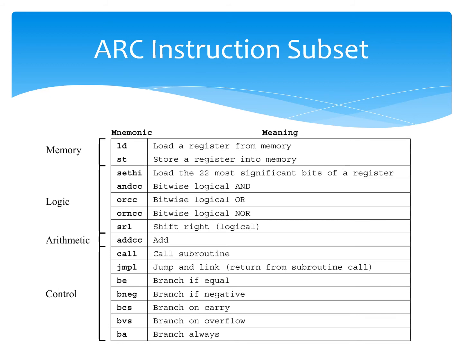The third category is arithmetic-related instructions. For instance, ADDCC indicates add. The fourth category is control-related instructions. For examples, call indicates performing a function call, and jmpl indicates return from a function call.